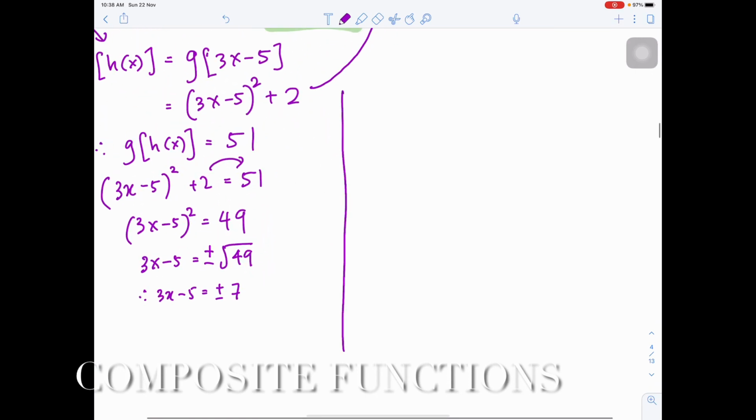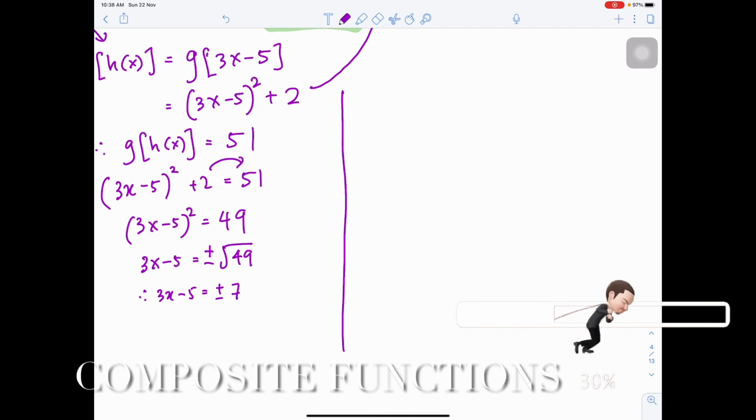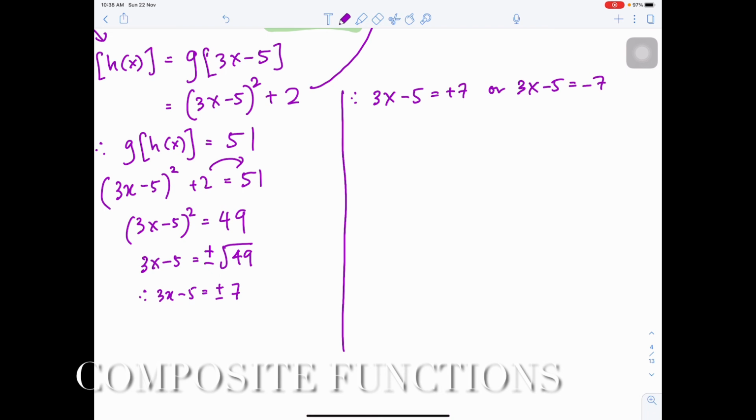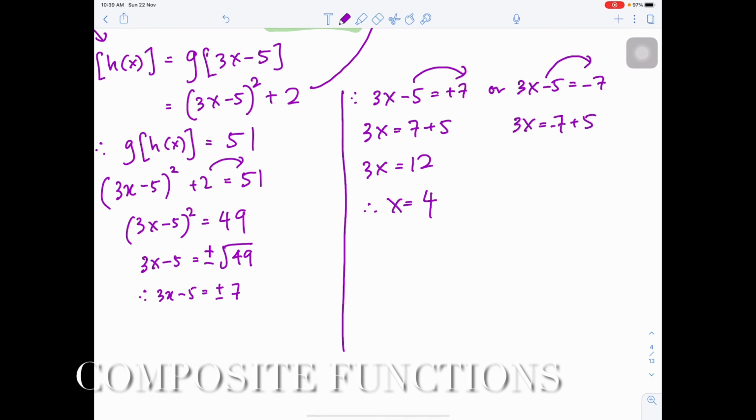From here, for 3x minus 5 equals plus or minus 7, there are two values we can use. 3x minus 5 equals plus 7, or 3x minus 5 equals negative 7. Simplify: 3x equals 7 plus 5, so 3x equals 12, therefore x equals 4. Or 3x equals negative 7 plus 5, so 3x equals negative 2, and therefore the second x equals negative 2 over 3.